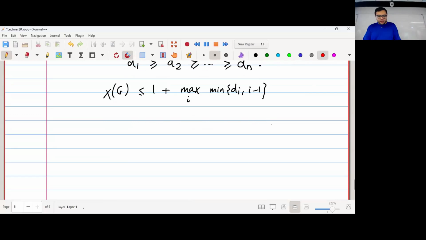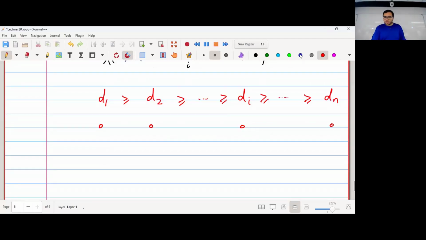Okay, so let's look at this. Let's say I have my degrees, D1, D2, and so on. At some point I have, let's say, Di, and then I have Dn. And of course, these are degrees of vertices, so I have one vertex corresponding to each of these. Okay. And now I'm saying this is my coloring order, so I'm going to start coloring from left to right. This is my coloring direction.